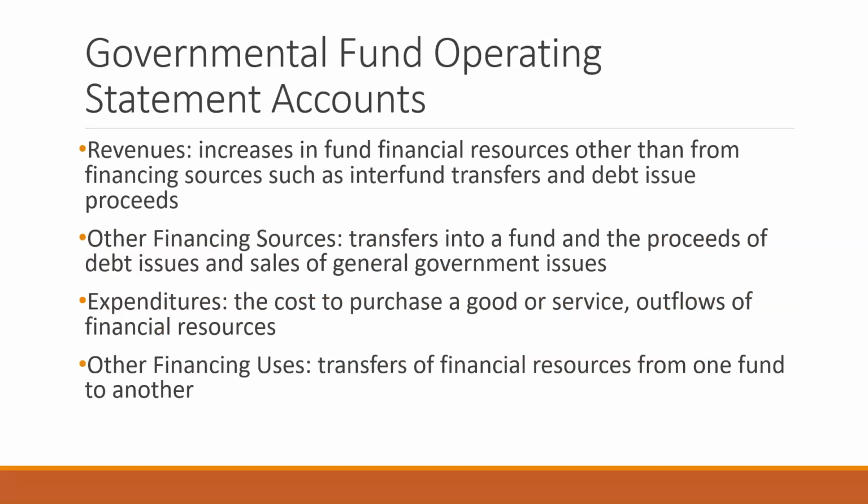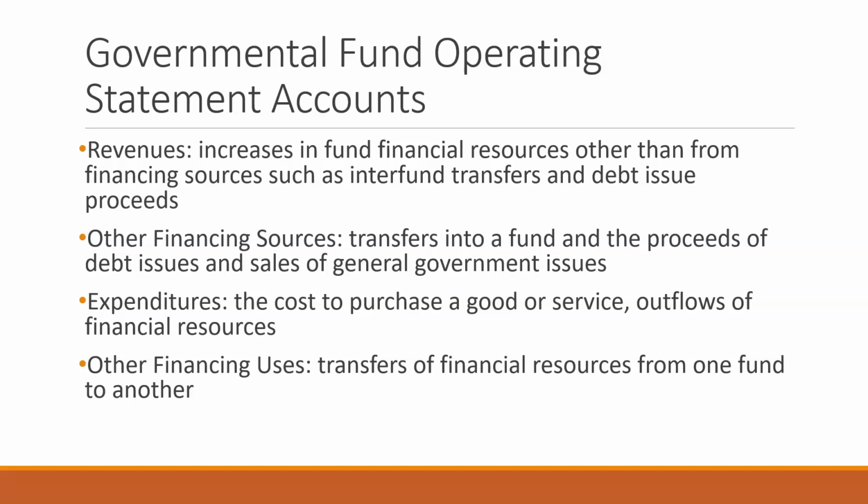So we have our revenues, increases in financial resources other than from financing sources such as interfund transfers and debt issue proceeds. Those get different treatment. We said we're going to create the two main statements as part of the example videos, and you're also going to do that for your city of Smithville, and we're going to see firsthand what that looks like. Other financing sources are transfers, interfund transfers, debt issues, sales of general government issues.